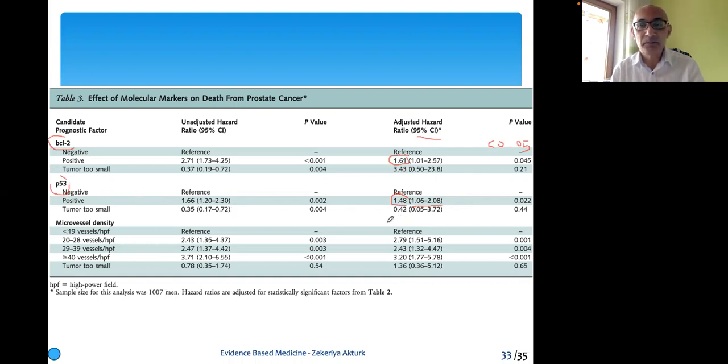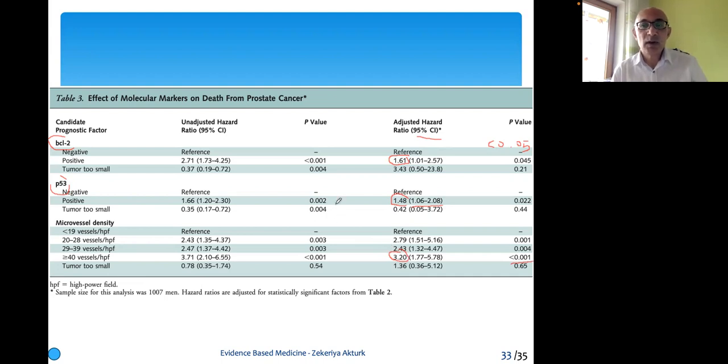But for microvessel density, you see, if you have a high microvessel density, that is giving you a hazard ratio of 3.2, and the p-value is also very significant. In this case, 3 times more risk would be clinically more important for me. I think you would have similar opinions.